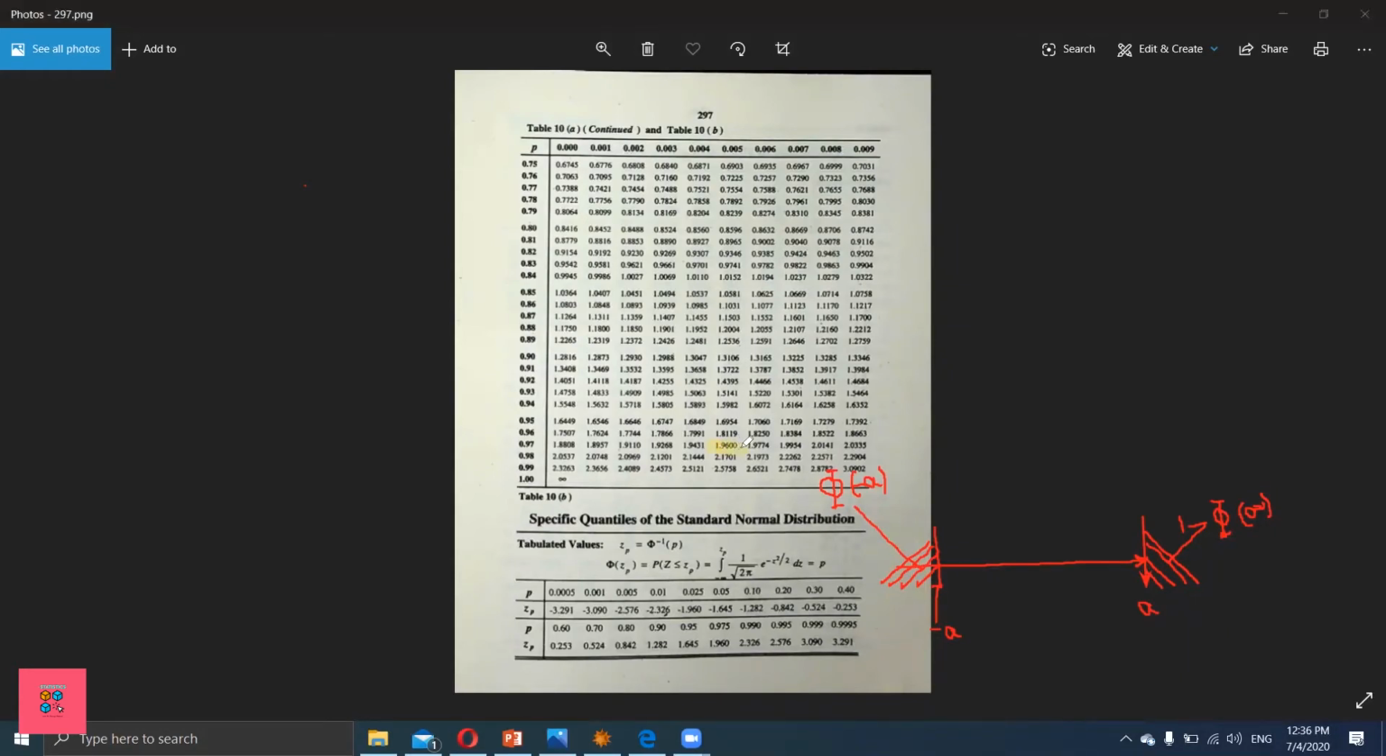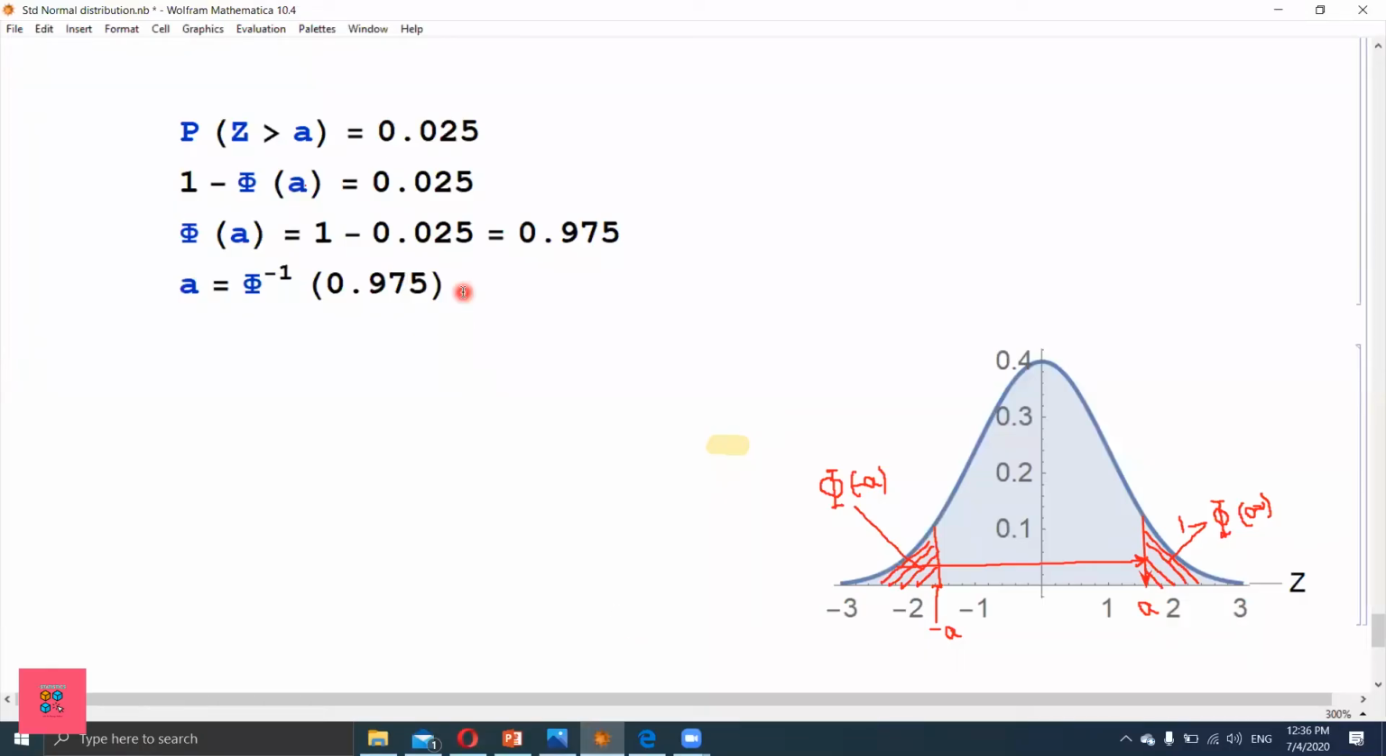This is 1.96 against the phi inverse of 0.975. We pick this value from the table and write it in our solution. So A is equal to 1.96.